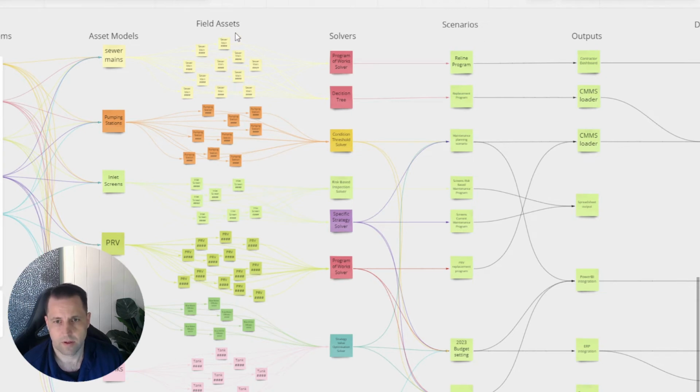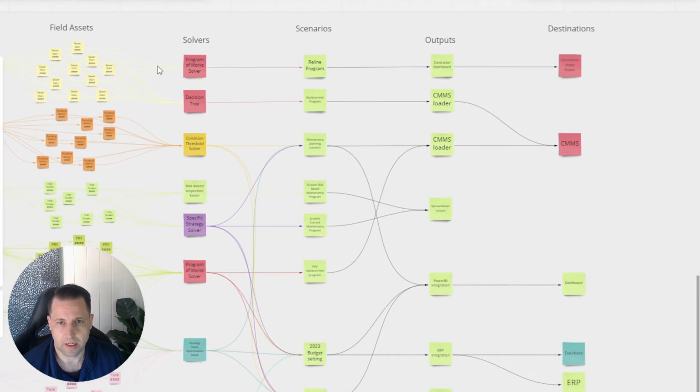Now that we have this representation of field assets that's informed by our subject matter experts' opinion and thinking, and our organization's understanding of those assets, we can now move to the next layer, layer 4. We call this solvers, but another way to think of that is you can think of them as use cases. What do we want to know about these assets? And what do we want to do with that information?